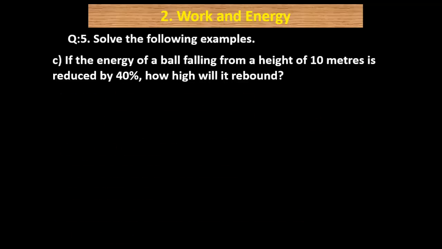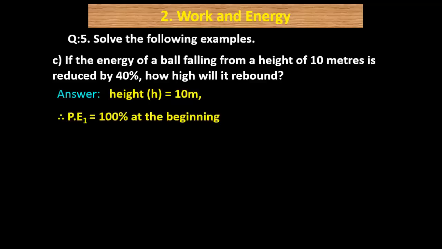C. If the energy of a ball falling from a height of 10 meters is reduced by 40%, how high will it rebound? Height h is equal to 10 meter. Therefore PE1 means potential energy 1 is equal to 100% at the beginning. Therefore PE2 is equal to PE1 minus 40% of PE1. Therefore PE2 is equal to 60%.